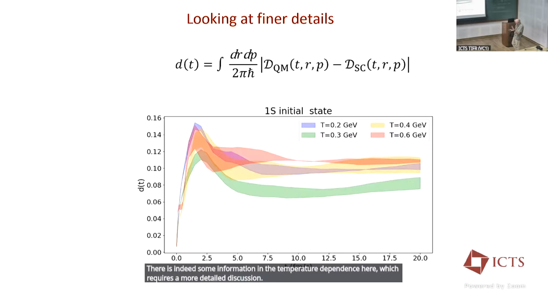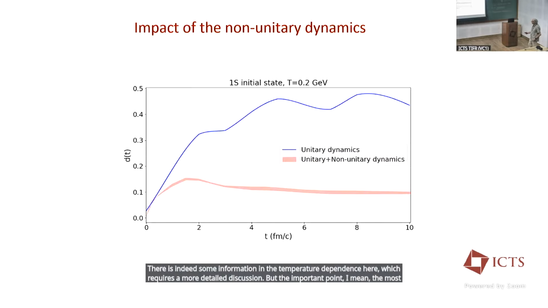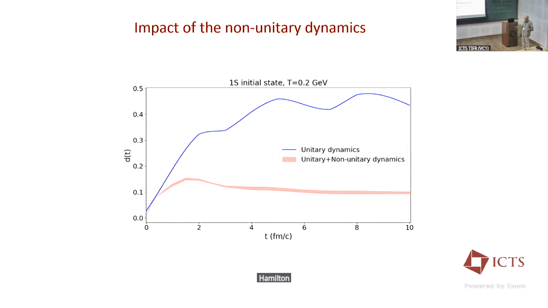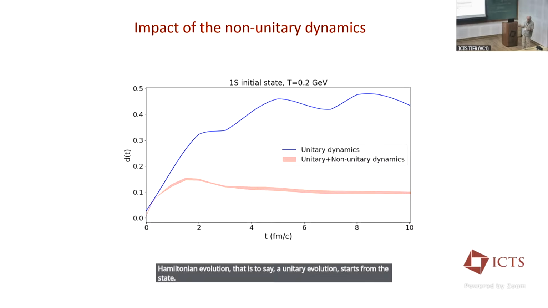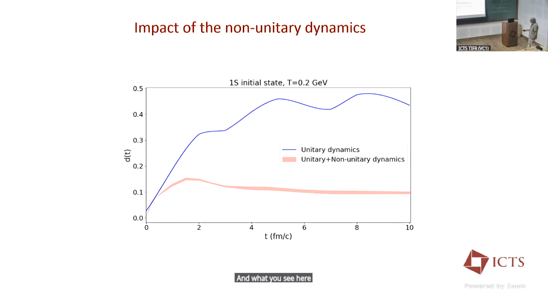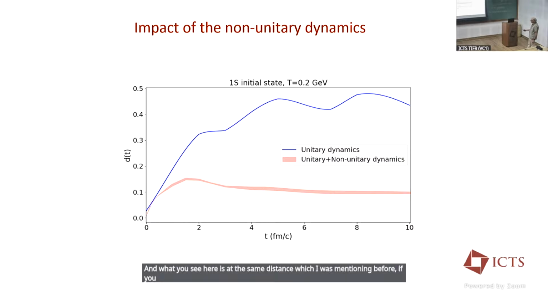But the most important point which I want to make is the following. You see that all this evolution contains a Hamiltonian evolution, that is to say, a unitary evolution. You start from a state, you go to another one by unitary evolution. But there are non-unitary processes. There are collisions in the system. And what you see here is the same distance, which I was mentioning before, if you forget about the non-unitary processes, you get the blue line here.